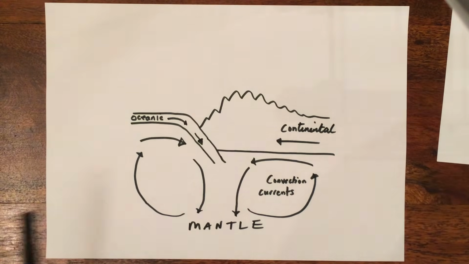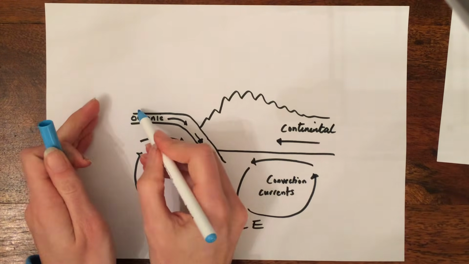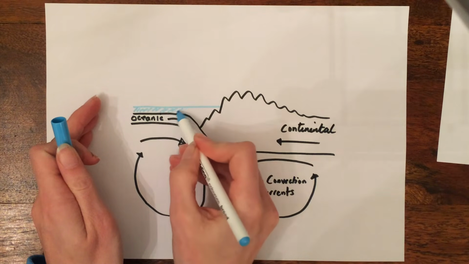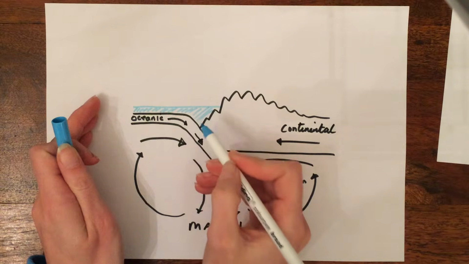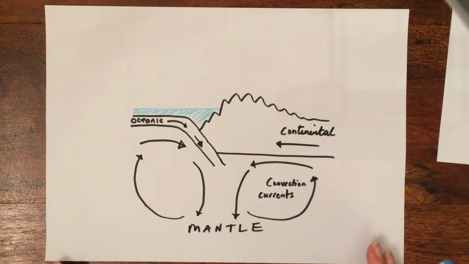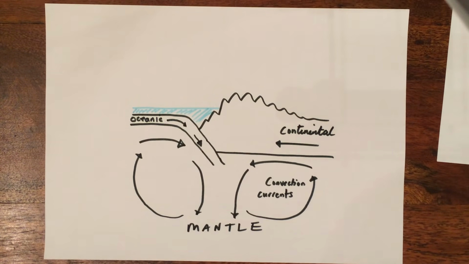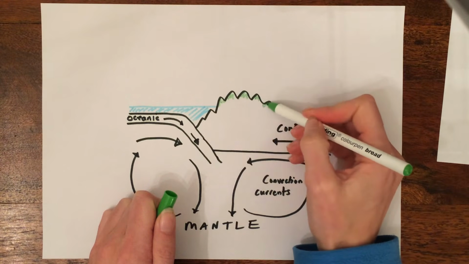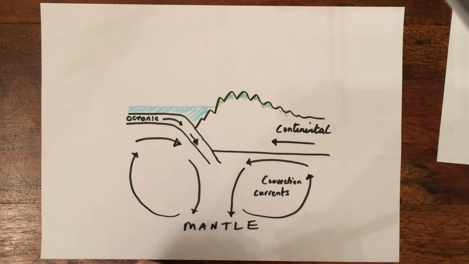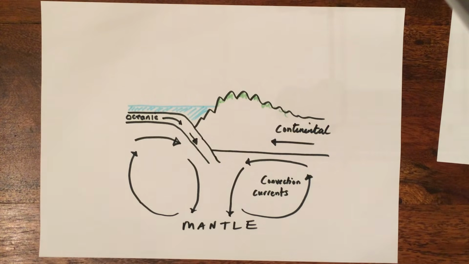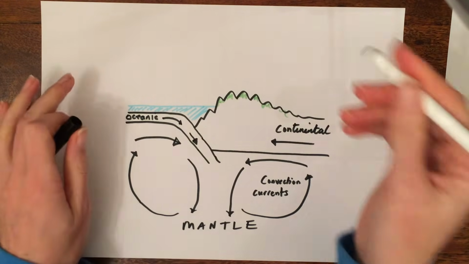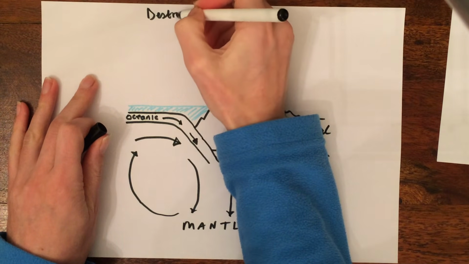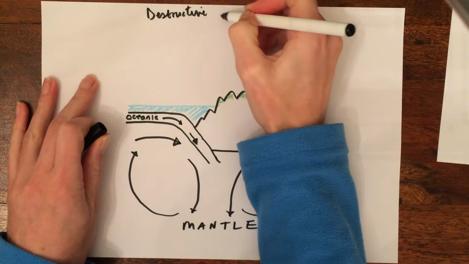Okay, now to make things a little bit more visually pleasing, we will put an ocean on top of our oceanic crust, because generally speaking the oceanic crust does have an ocean above it, and this is our land, so we can just put some bit of green grass on it. There we are. Okay, so there's our diagram, and this is a destructive plate margin, so let's give it a title: destructive plate boundary.